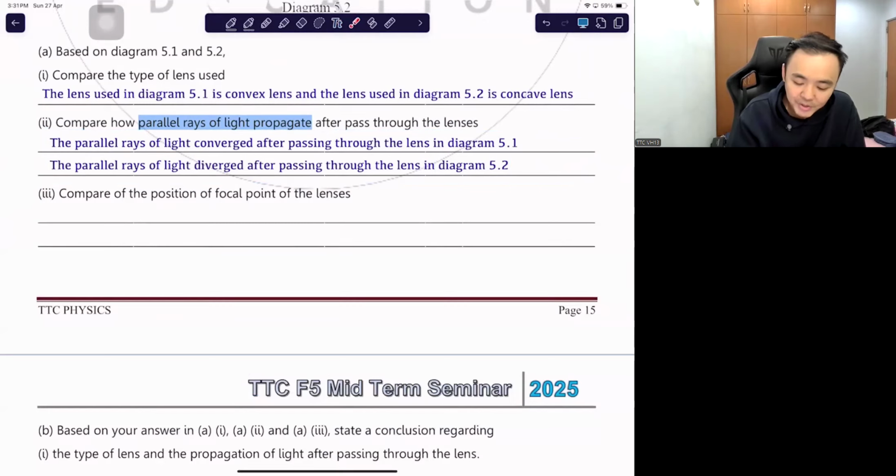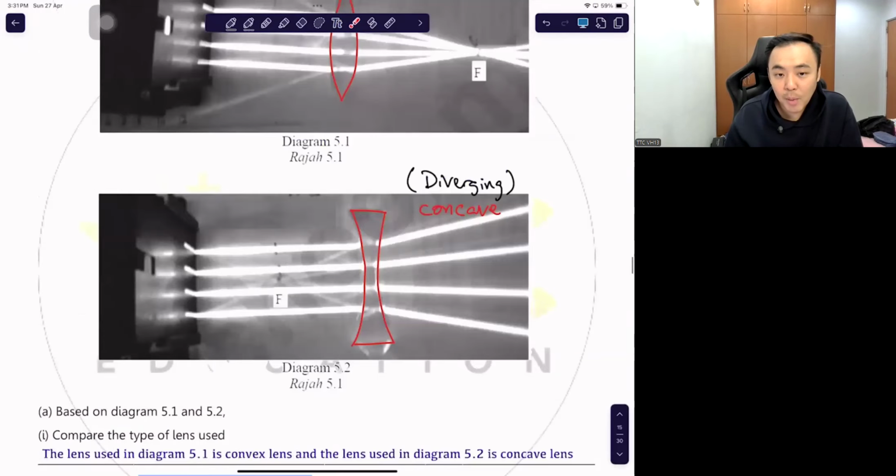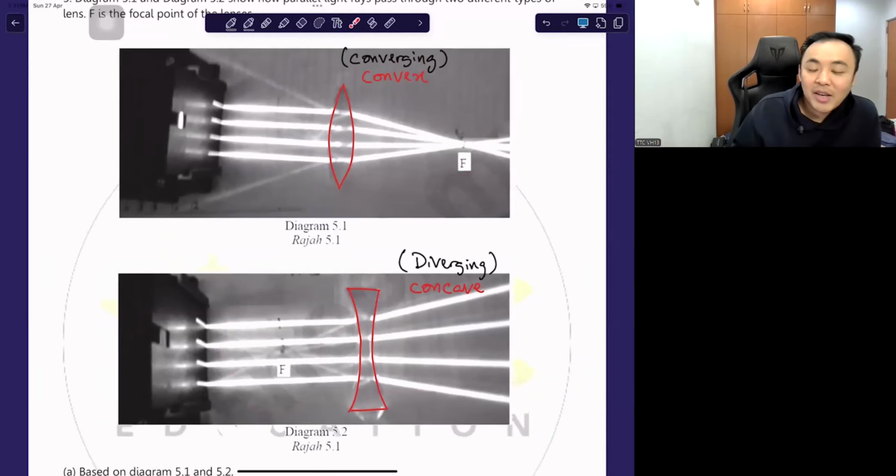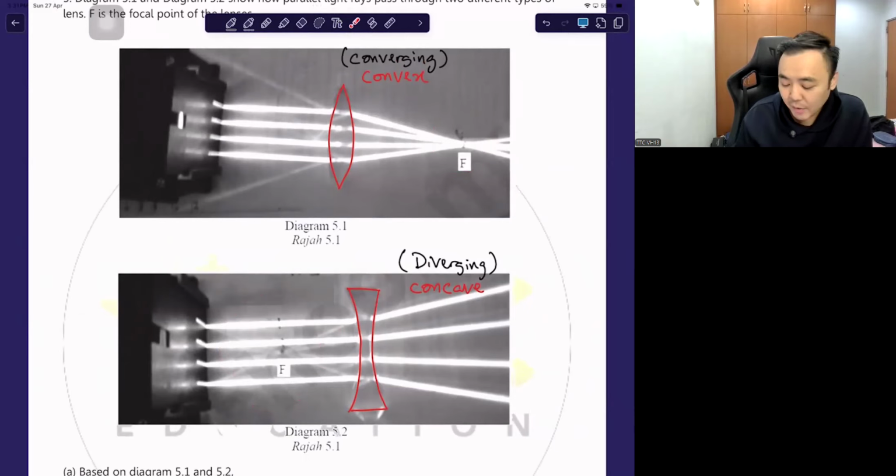Next one, compare the positions of the focal point of the lens. Okay, now look at this, comparing focal point, how do we compare this? Focal point, one is here, one is here. How do you compare? This one also needs the right statement. What can you say? Yes, you can say left and right. You can say the focal point on the right side, left side can also. But actually, if you say left and right, it's not accurate.